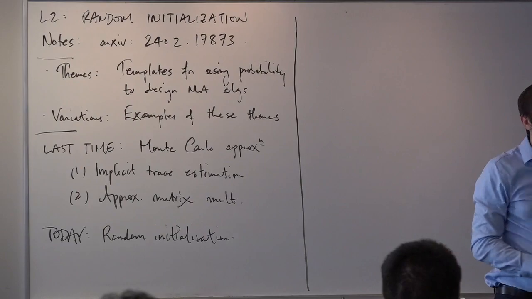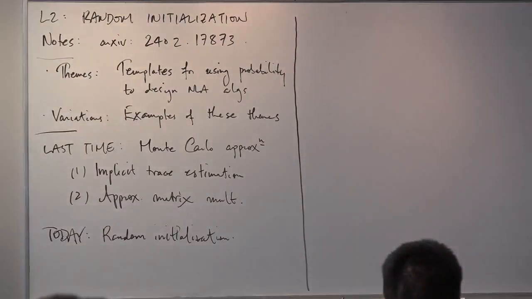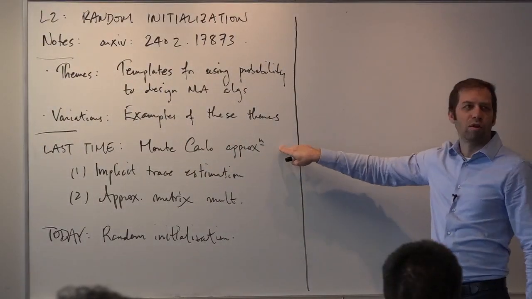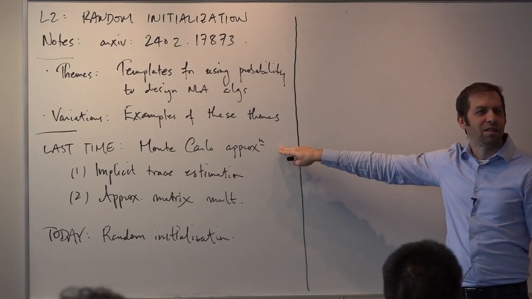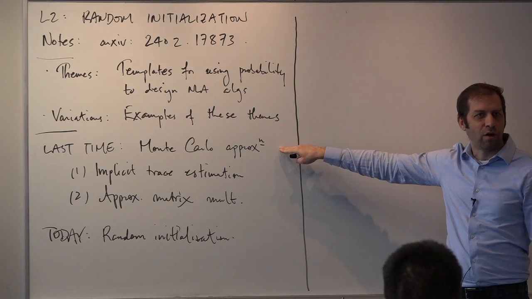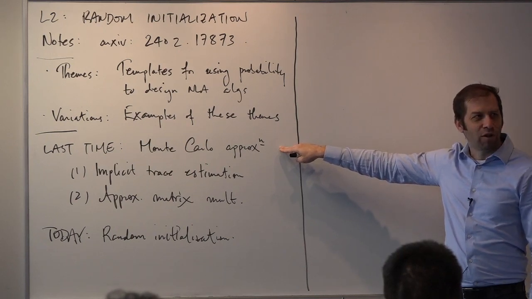Last time, we started out with Monte Carlo approximation. So what's Monte Carlo approximation? In its simplest form, the idea is that we are going to identify a simple, unbiased estimator for a quantity of interest and average independent copies to reduce the variance.